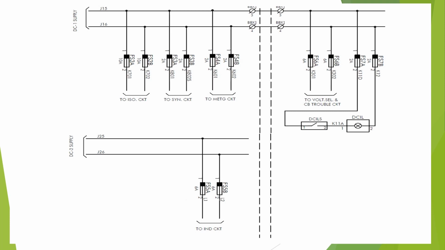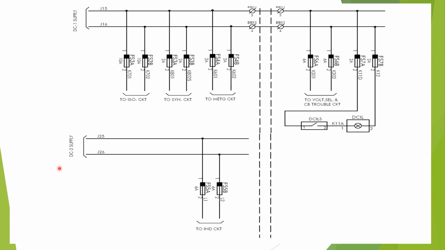So here the schematic has been shown for the DC selector switch and after the DC selector switch position. So J15, J16 is after the DC selector switch position and J25 and J26 after the DC selector switch position. You can see that J15, J16 is used for the isolator control circuit, sync circuit, metering circuit, that is the auxiliary supply to all the meters, voltage selection, and CB trouble circuit. And DC 2 supply is given to the indication circuit.